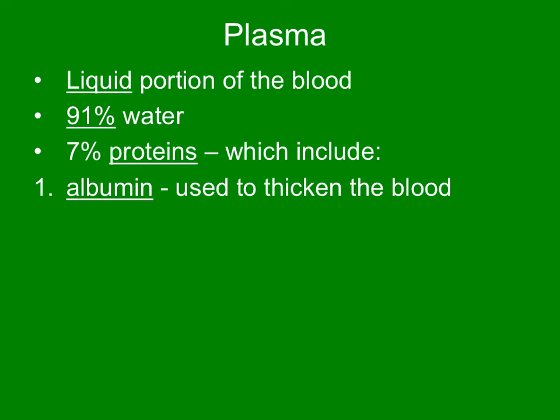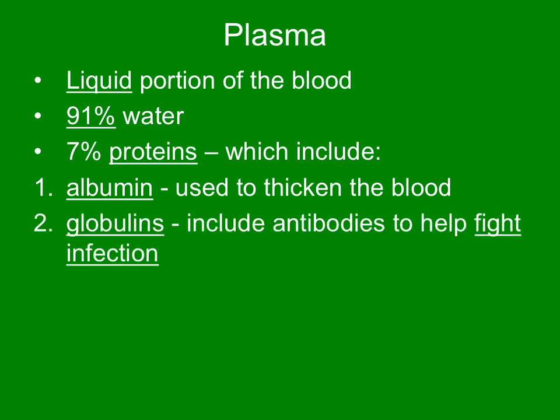And albumin, just to give you an example, is the primary protein found in egg whites. So if you think of a raw egg and that thick white, the thickness of the egg white itself when it's raw, that's what the albumin is, and that's how it thickens the blood.